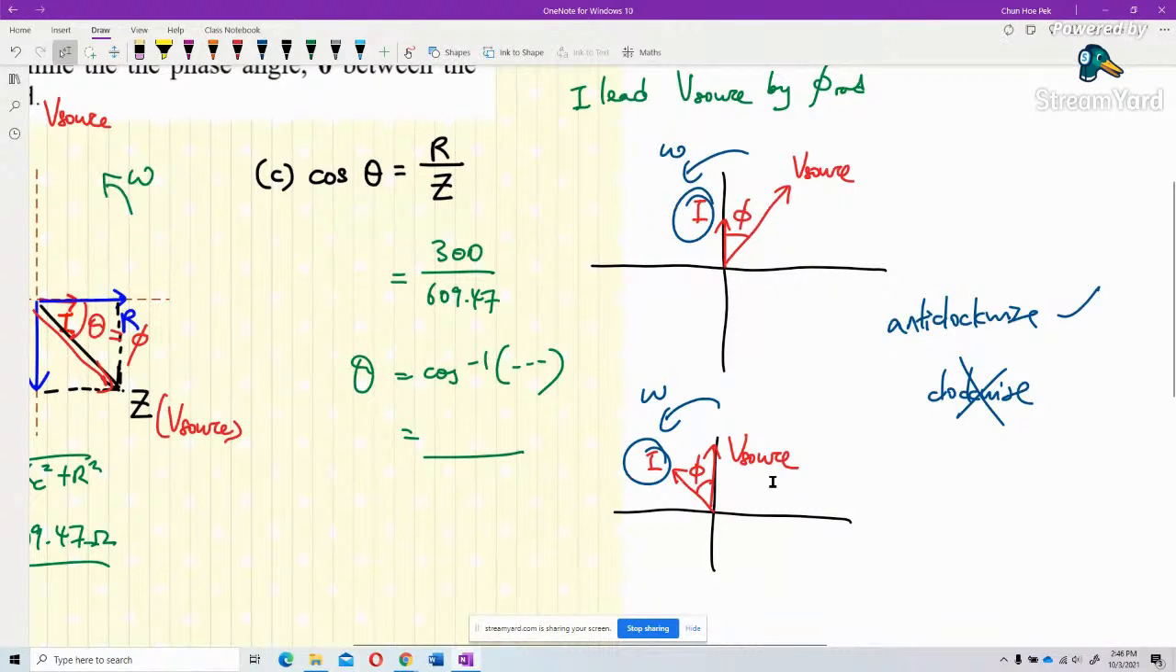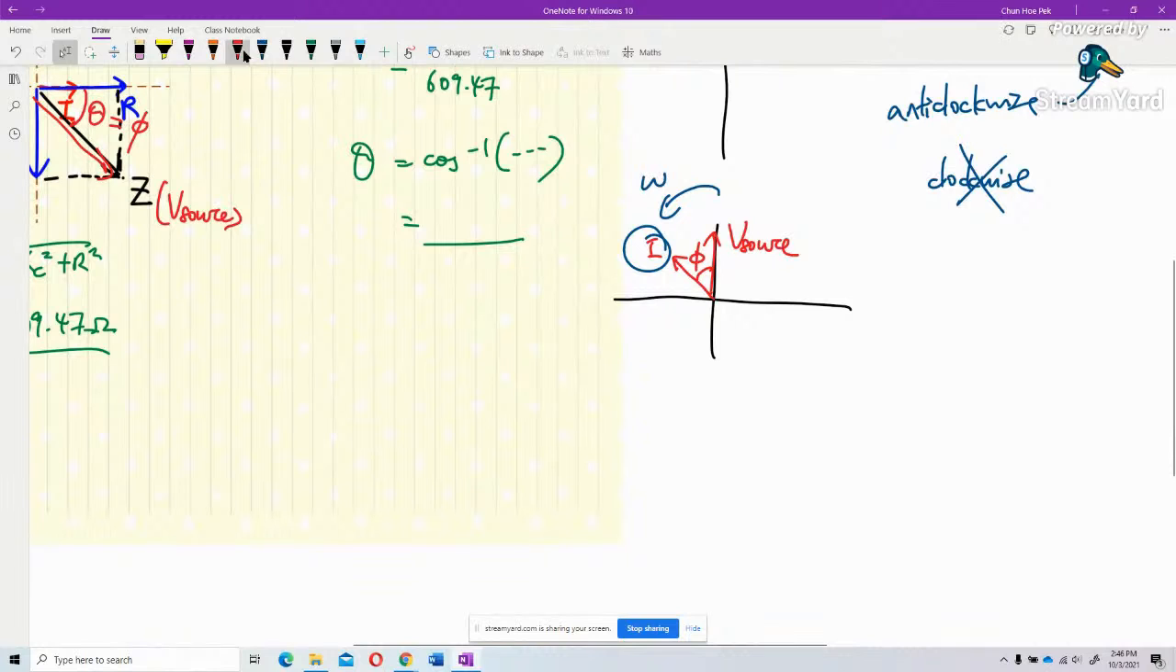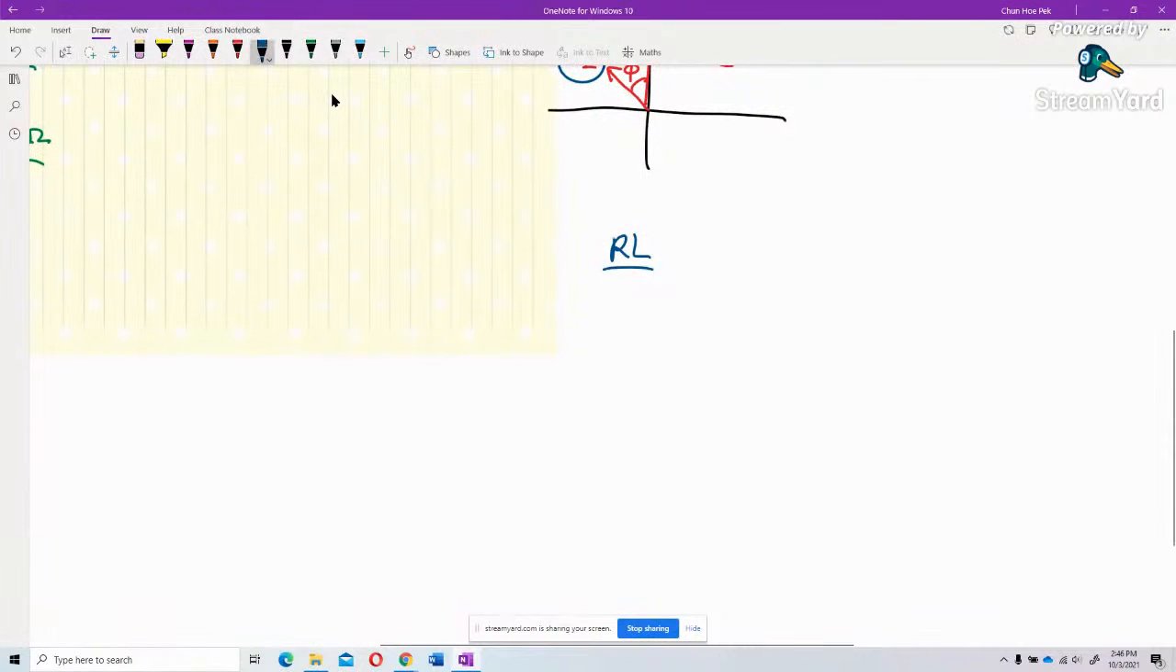Thank me later. So one more question for you to ponder: what if it's an RL circuit? What do you think? RL circuit. Can I finish all the questions? I wonder. So for the RL circuit, traditionally I always draw current here, isn't it?